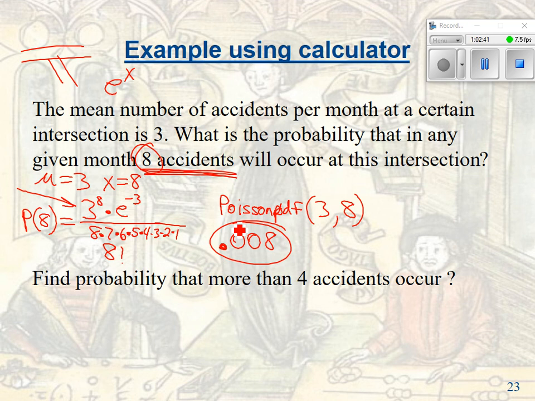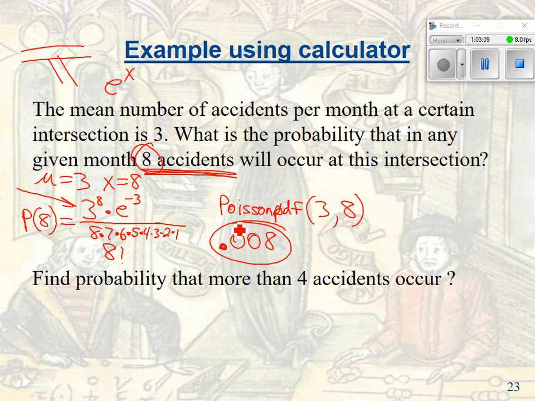So if we stand out there at that intersection for the next month and watch, the chances that there's 8 accidents at that intersection is less than 1%. So even though it's not a good intersection, having 8 accidents out there is not very likely. Next part says find the probability that more than 4 accidents occur.